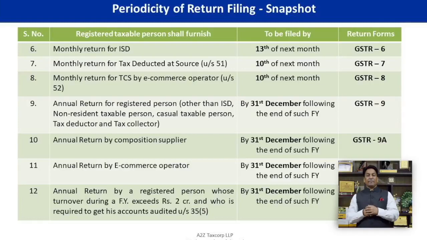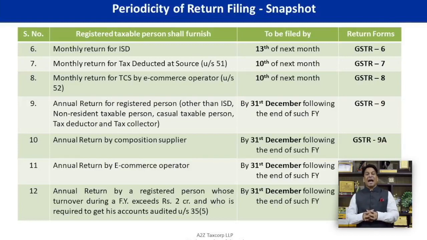yet to be notified. Now moving to GSTR-8, which is applicable for an e-commerce operator under section 52 of the CGST Act 2017. The e-commerce operator has to collect tax at source while remitting payment to the supplier of goods or services who are supplying their goods or services through the e-commerce operator. Even for TCS, provisions are yet to be notified, yet to be effected. So we have to wait.